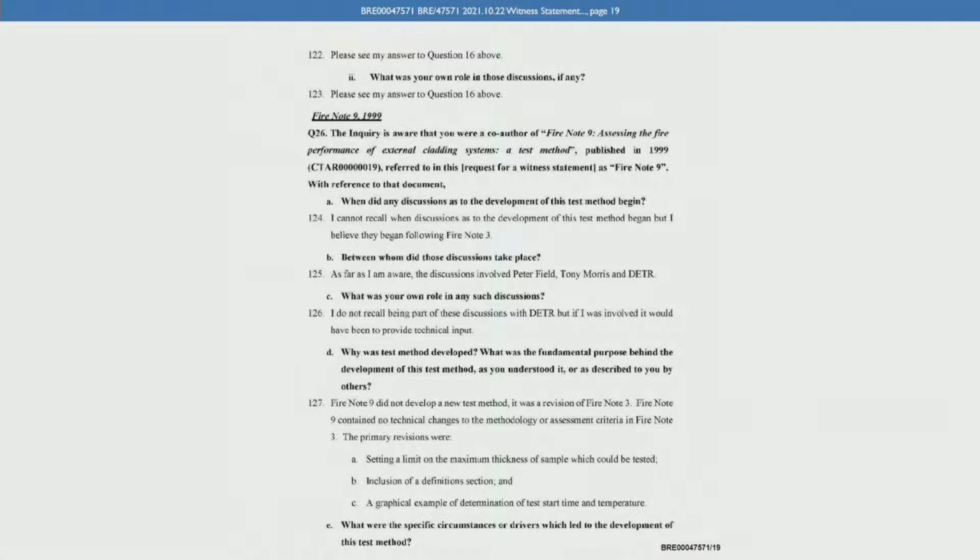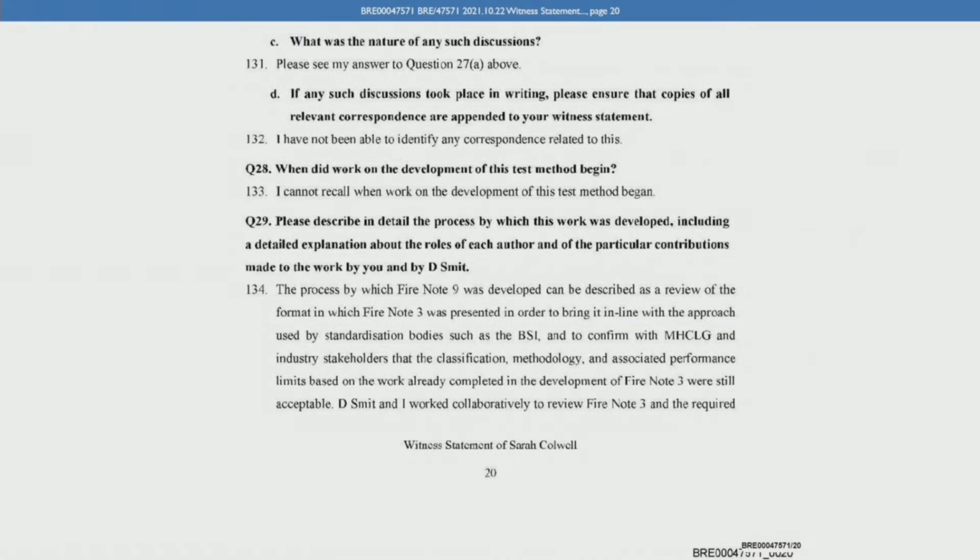She goes on to say, if we go to page 20, please, at the foot of that page, paragraph 134, she says that the process by which Fire Note 9 was developed can be described as a review of the format in which Fire Note 3 was presented in order to bring it in line with the approach used by standardisation bodies such as the BSI, and to conform with MHCLG and industry stakeholders that the classification, methodology and associated performance limits based on the work already completed in the development of Fire Note 3 were still acceptable. Do you agree with that? If that's what Sarah's recollection is, then I have no reason to disagree with that.